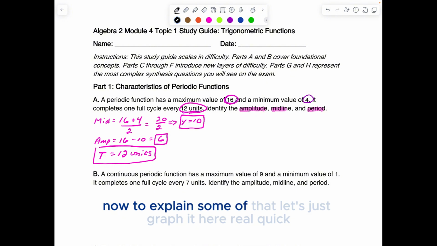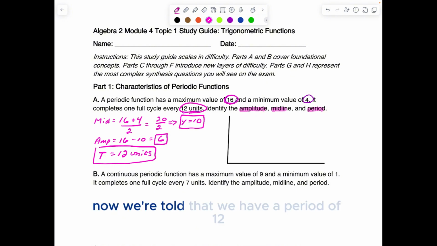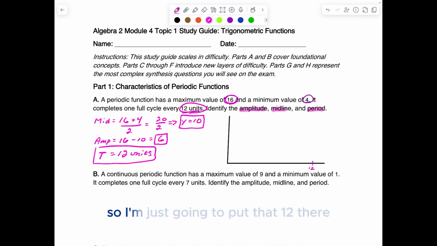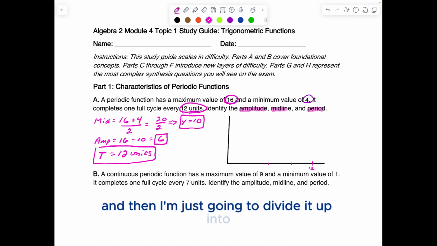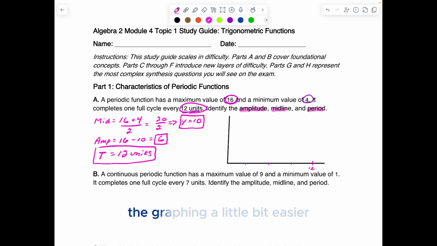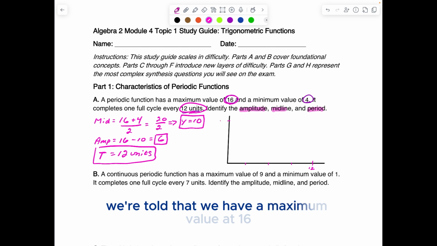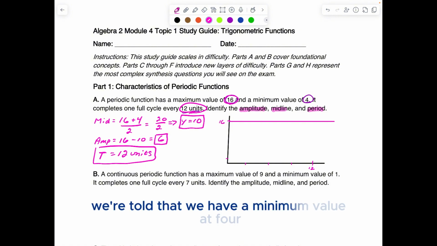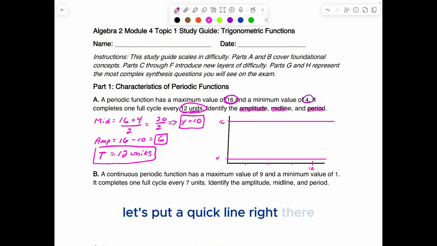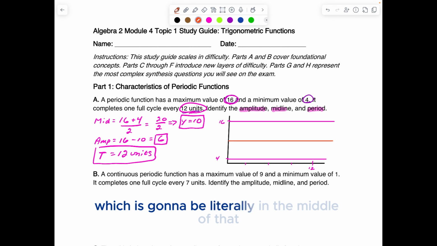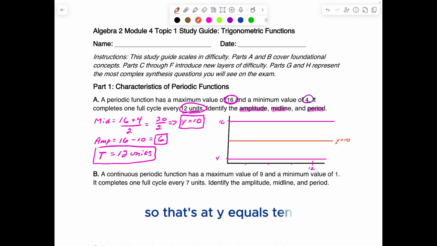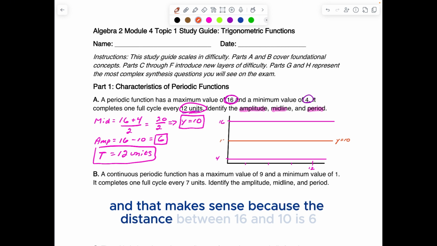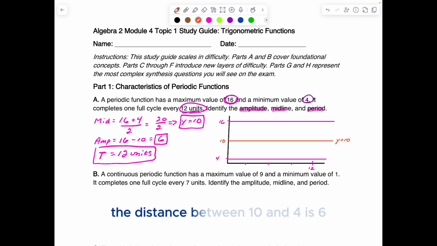Now to explain some of that, let's just graph it here real quick. We're told that we have a period of 12, so I'm just going to put that 12 there, and then divide it up into 4 even slices to make the graphing a little bit easier. We're told that we have a maximum value at 16, and I'm just going to put a quick line up there. We're told that we have a minimum value at 4. Let's put a quick line right there. And we calculated our midline at 10, which is going to be literally in the middle of that, so that's at y equals 10. And that makes sense because the distance between 16 and 10 is 6, and the distance between 10 and 4 is 6. So it is literally in the middle.